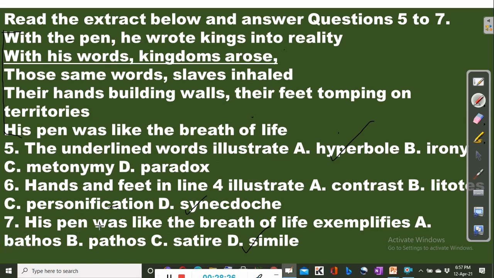Now, pathos is when the literary device is intended to invoke some feelings or emotions in the audience, probably with a view to getting the audience to sympathize with the character, to have a soft spot for that character. That is pathos. Then satire, I have already explained, is a literary work that ridicules a particular aspect of human behavior. Now, simile we have already explained, so you already know what a simile is. His pen was like the breath of life is an example of simile. So let's proceed.